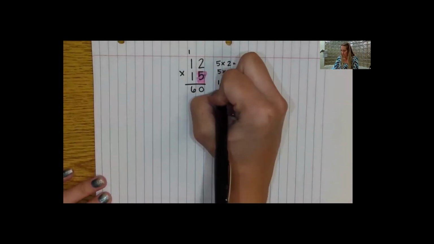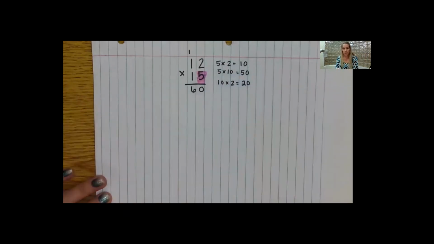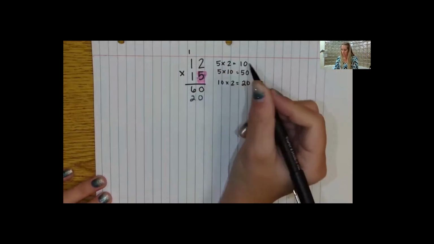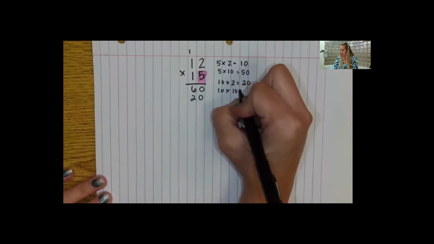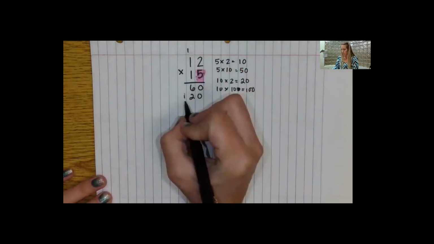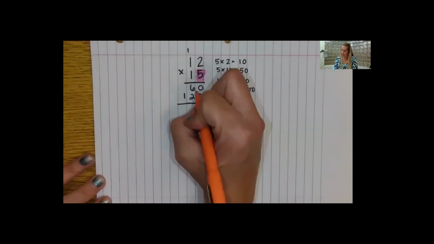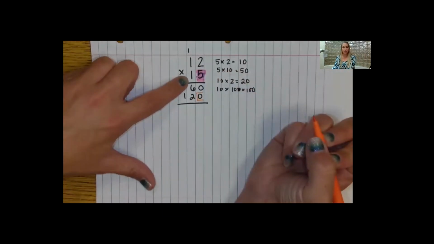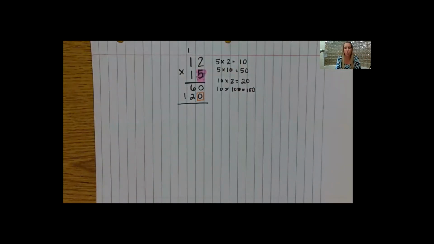10 times 2 equals 20. 10 times 10 equals 100. And so I have two partial products. If you remember in the last lesson, we talked about how when we multiply by the tens place, we noticed that we were seeing a pattern and a 0 in that second partial product. Let's continue looking for that pattern today.